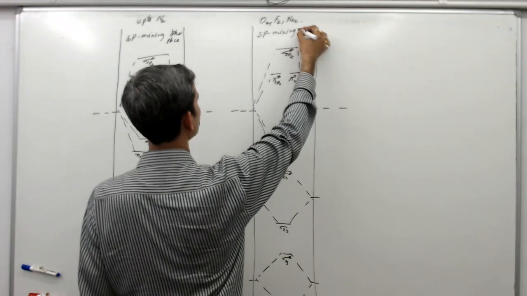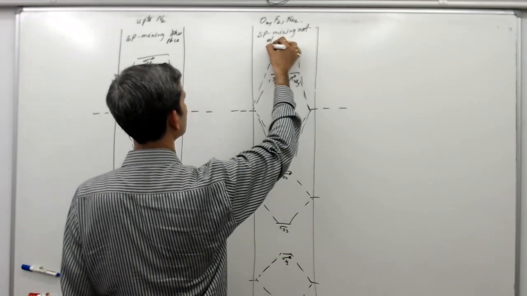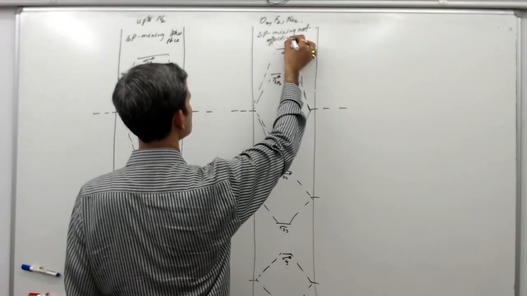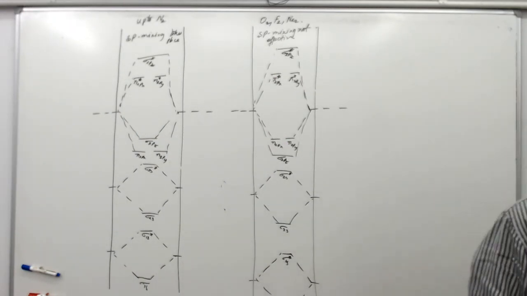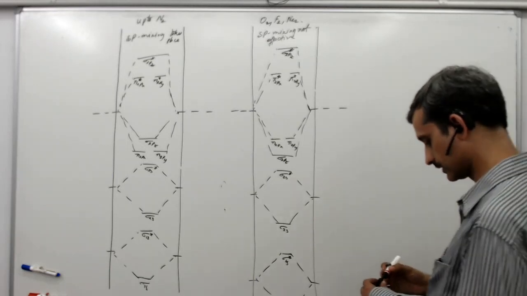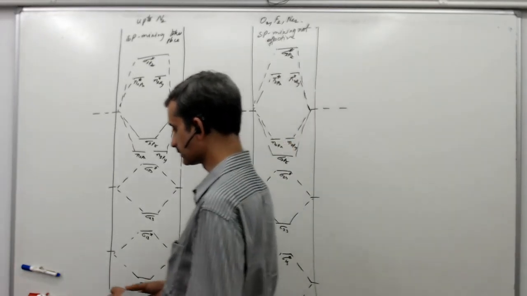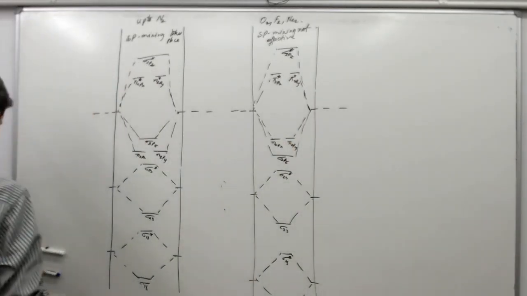You may say not effective, or you may even consider it does not take place. So that is what we have as sp mixing not taking place, and this is what we have as a diagram. Now these diagrams are supposed to accommodate the electrons.